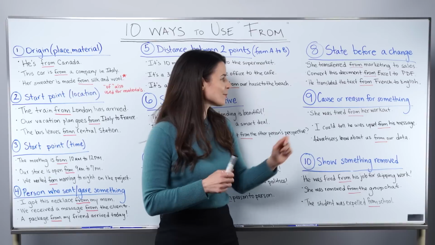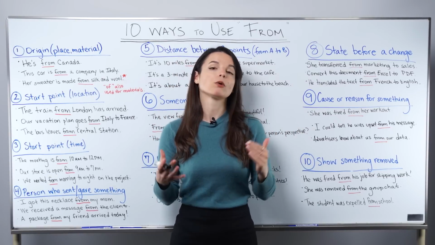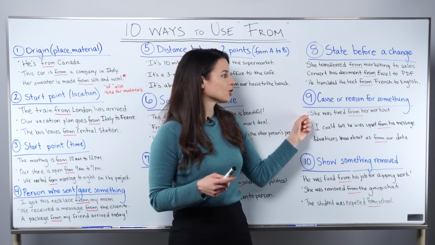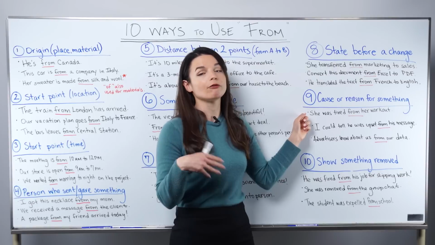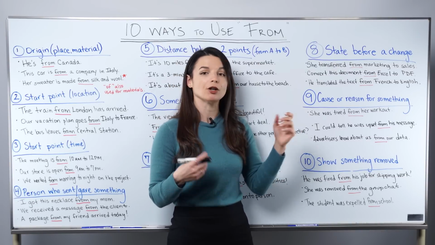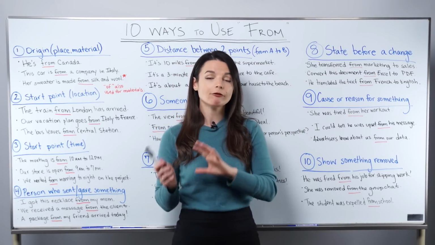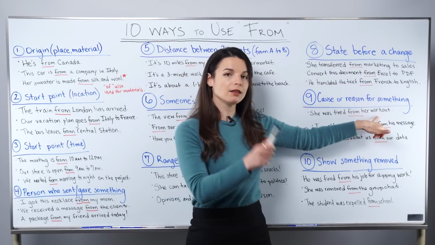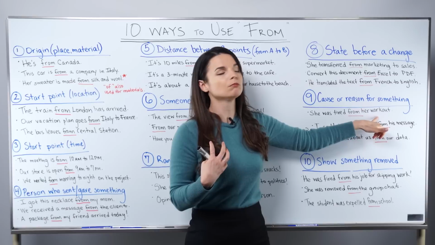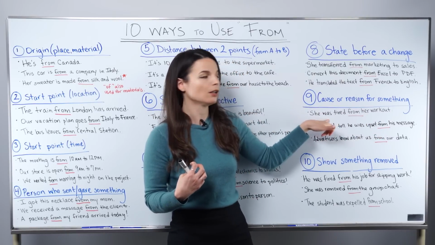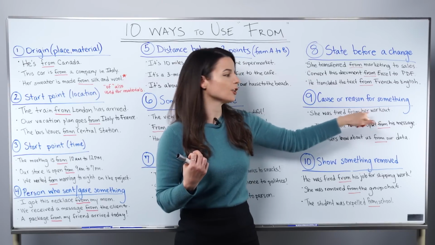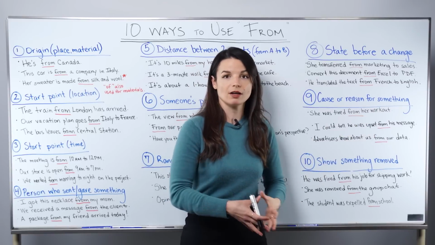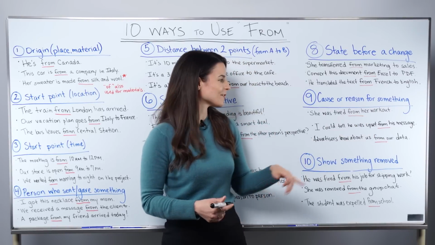Okay, let's move on to number 9. Number 9 is the cause or the reason for something. So let's look at some examples of this. We can use it to talk about the reason for a feeling or an emotion. She was tired from her workout. In this case, we have from before her workout. This use of from is showing us the reason for this condition. So her workout is the reason she is tired, or she was tired in this case. So we use this before the cause of something. Let's look at the next example of this.